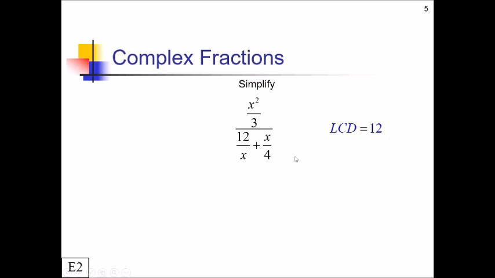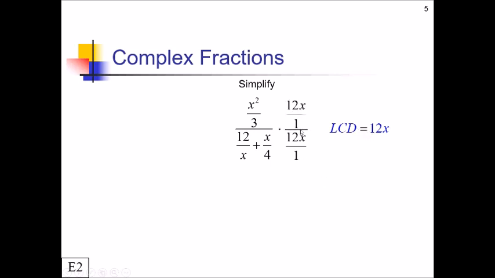Now also in our LCD, we have to have an x because of this x right here. So we'll have an x in there as well. So now that I have an LCD that could cancel out each of the denominators, again, I'm going to go through and multiply the top and the bottom of my main fraction by 12x.